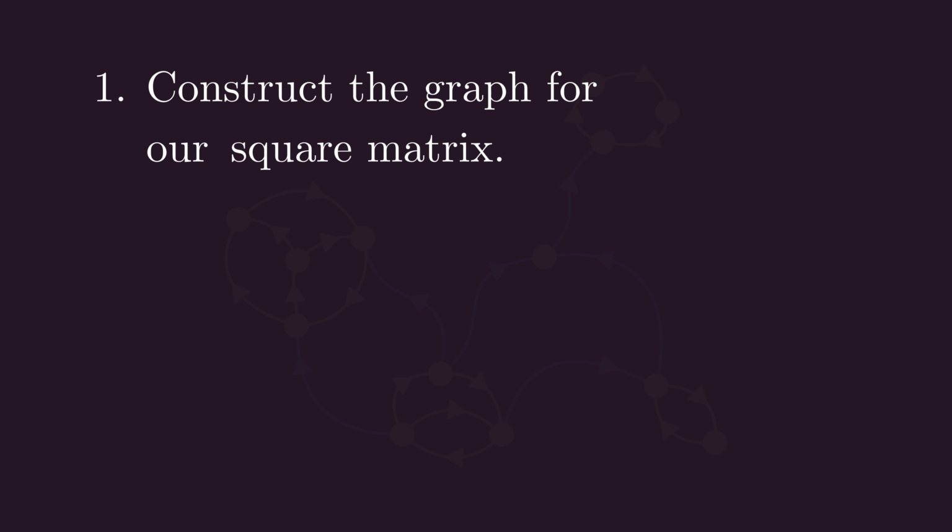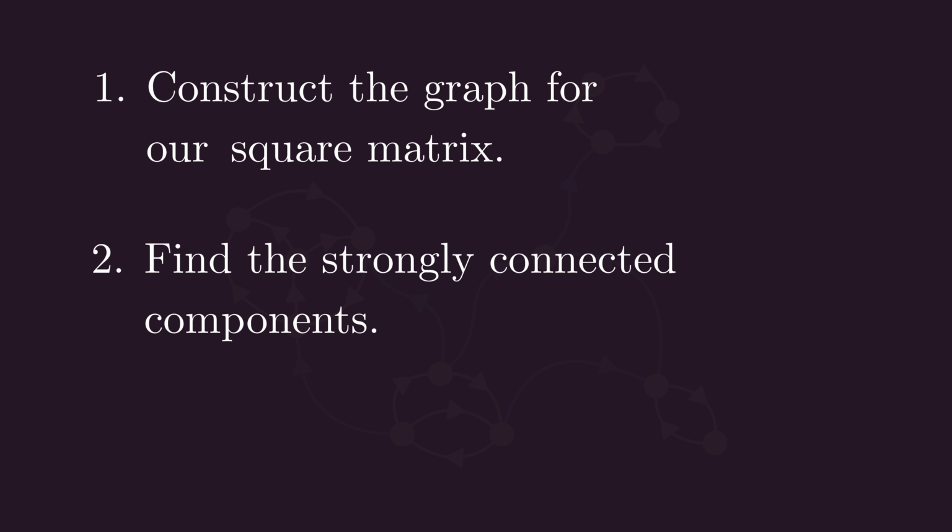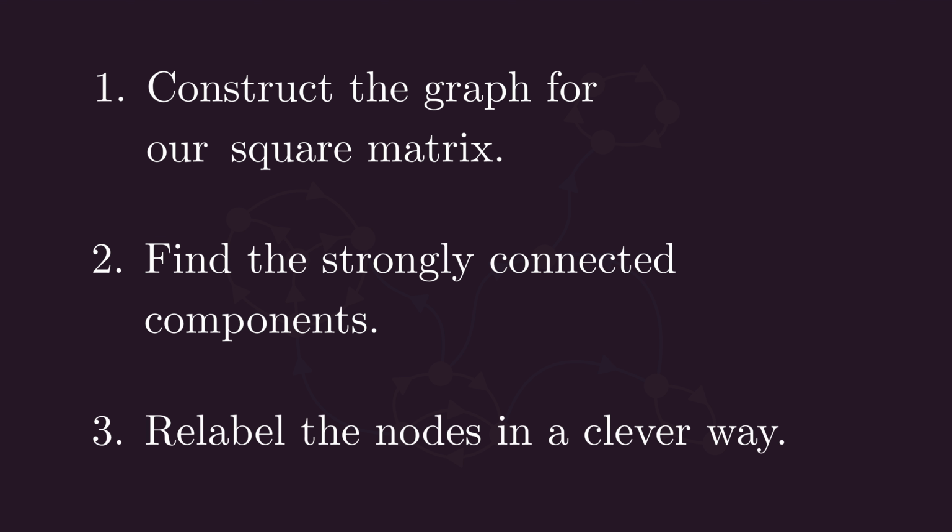First, construct the graph for a non-negative matrix. Second, find the strongly connected components. Third, relabel the nodes in a clever way. And that's it. Why? Because as we have seen, relabeling is the same as a similarity transform with a permutation matrix. There's just one tiny snag. What is the clever way?